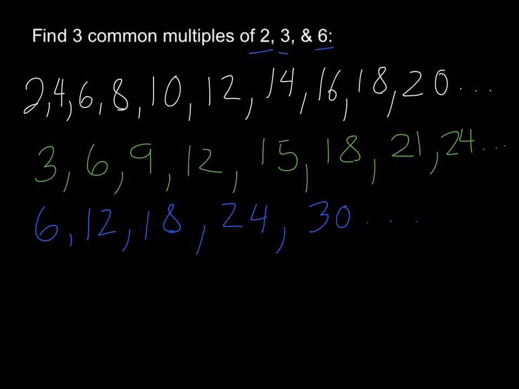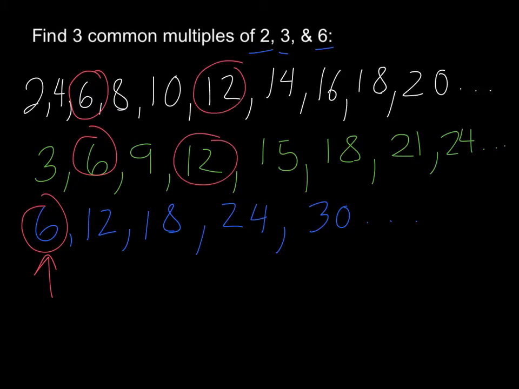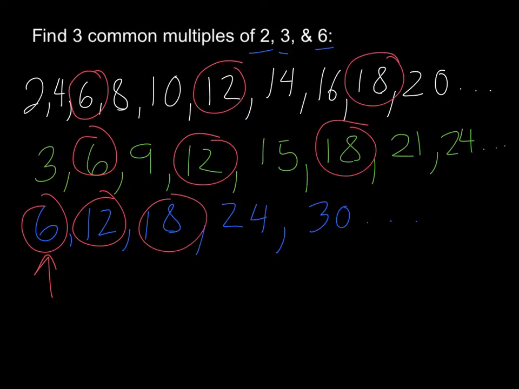So the first number I see that's in all 3 lists is 6. And yes, I can use the first number in my list. That's in my list of multiples. 6 is a multiple of 6. It's 1, right? 1 times 6 is 6. So I get to use that one. Then the next number I see that's in all of my lists is 12. 12 is in all 3 lists. Then if I keep looking, I see 18. 18 is in all 3 of my lists.